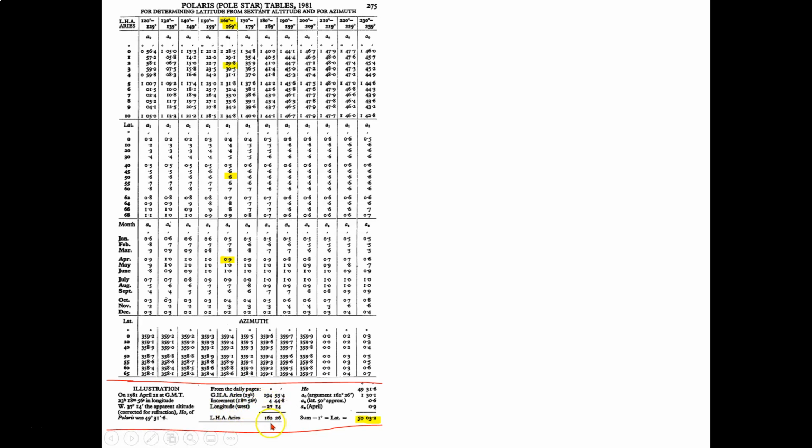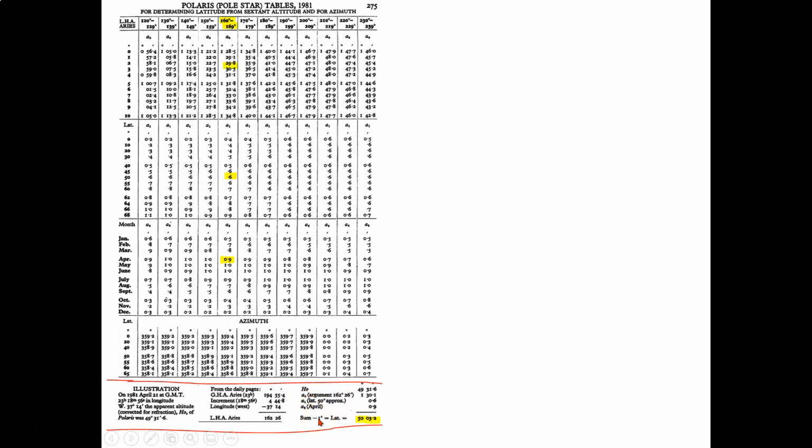Since it's west, you subtract, and there's the LHA of Aries. Then they said the apparent altitude corrected for refraction, HO, is 49°31.6'. So that showed up over here, HO, 49°31.6'. And now they're getting ready to, so this is the A0, this is the A1, this is the A2, and that's the subtracting of the 1 degree.